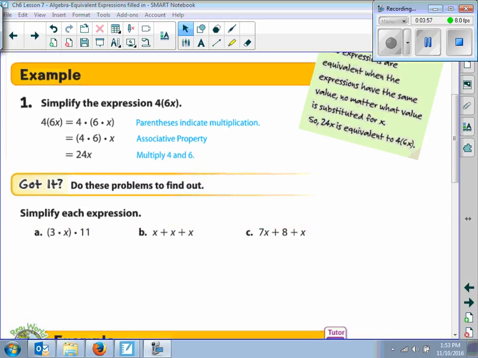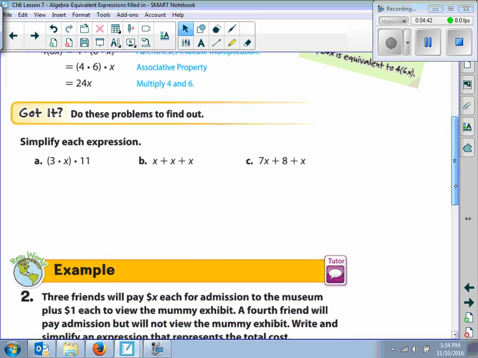So we're going to simplify the expression 4 times 6x. Now, when we simplify that kind of expression, the multiplication, remember, we can multiply in any order we want to thanks to the associative property of multiplication, right? So here, we're going to move the parentheses so that we have all of our like terms. In this case, they're both constants in the parentheses. So we have quantity 4 times 6, times x. So 4 times 6 is equal to 24, and then we bring down the x.